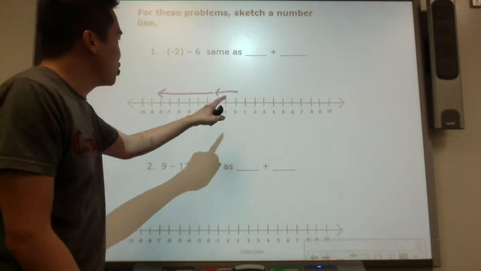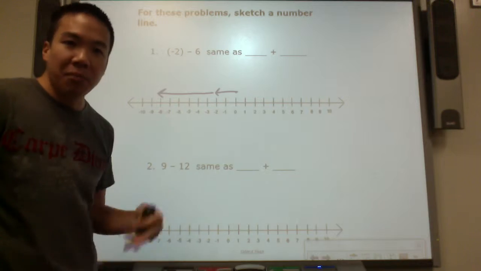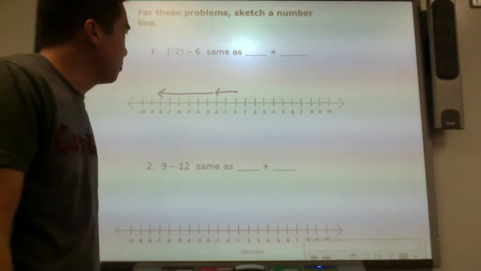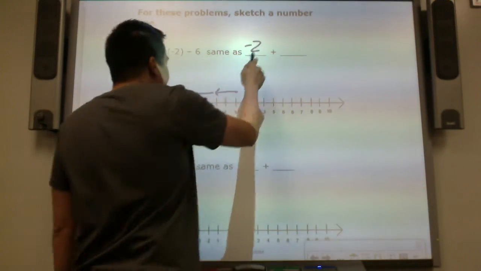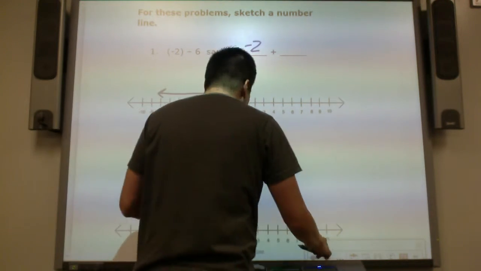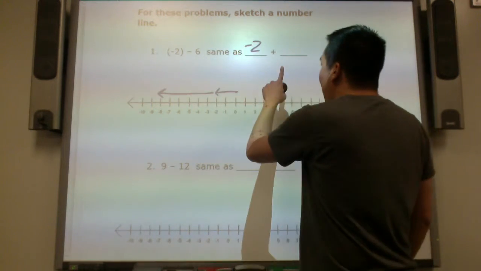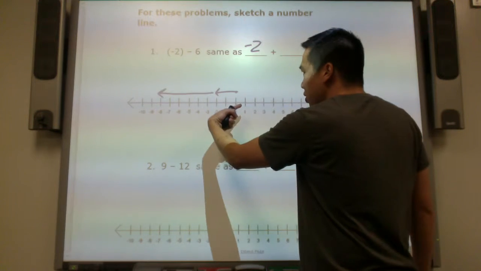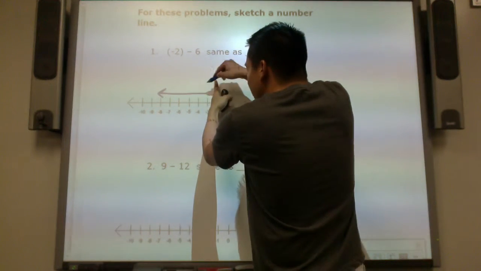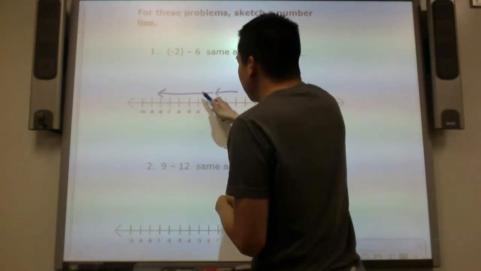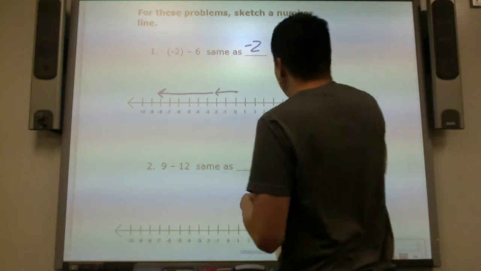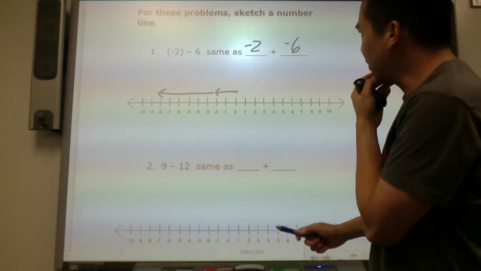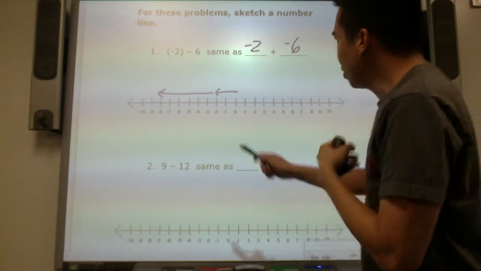Is there another way to rewrite this number line with addition? So I start at 0. I start at -2. I'm going to add. So how is this written? It seems like they put it together by going backward 6. And that's -8.